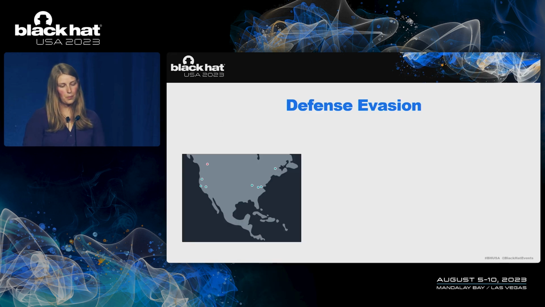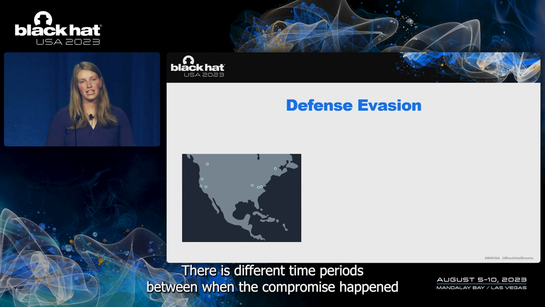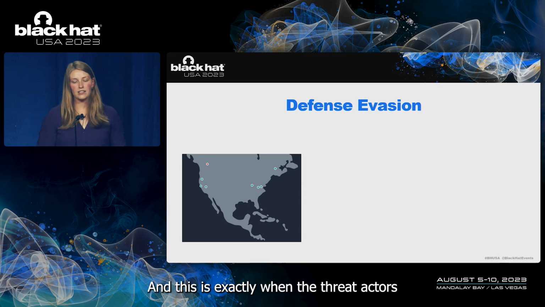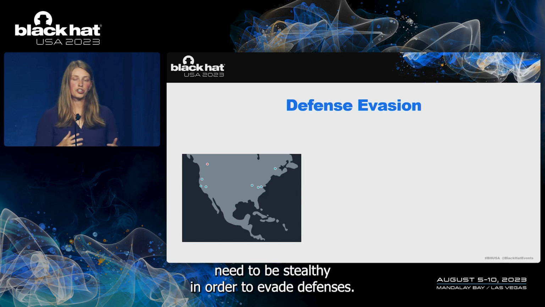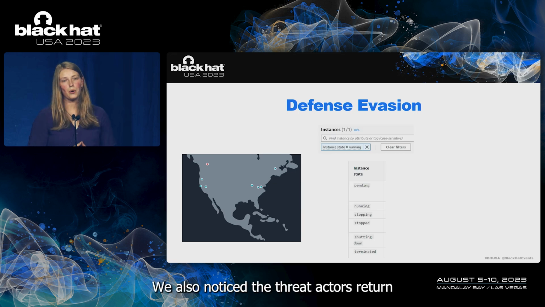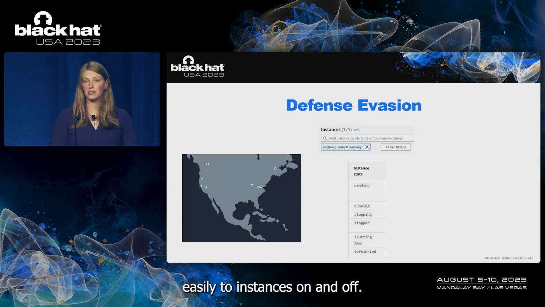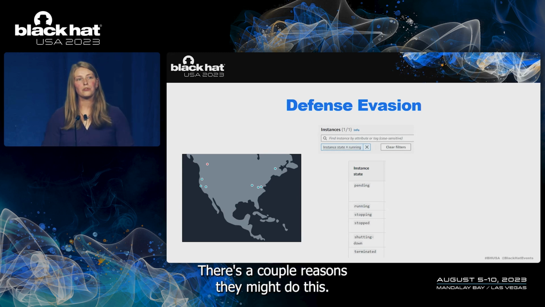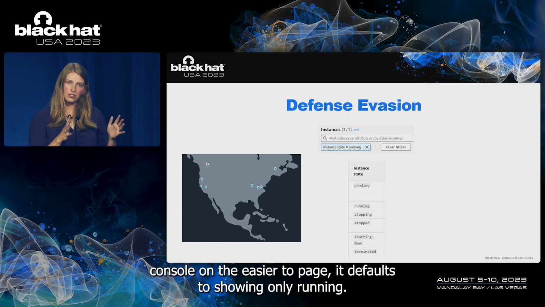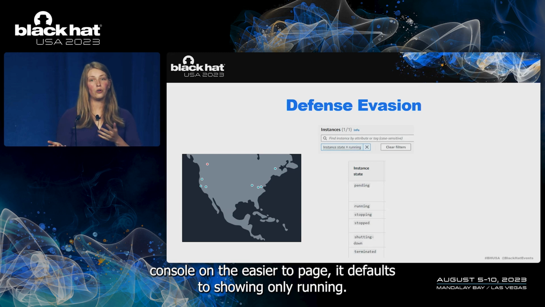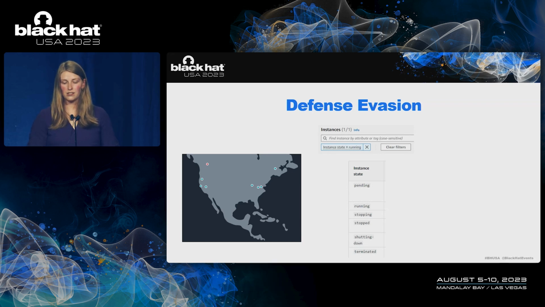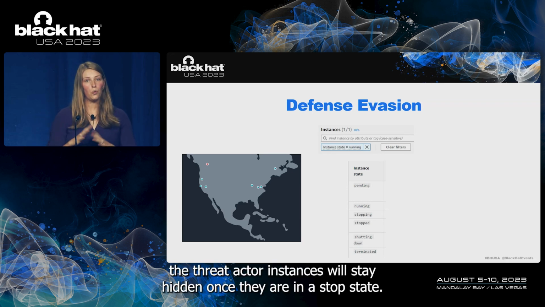With these attacks, there's different time periods between when the compromise happened and when these organizations knew that they had an issue. And this is exactly when the threat actors need to be stealthy in order to evade defenses. We saw them deploy resources in non-standard regions, but we also noticed that threat actors turned EC2 instances on and off. There's a couple reasons they might do this. The first one is visibility. When you're in the AWS console on the EC2 page, it defaults to showing only running EC2 instances. And so unless you're explicitly looking for non-running EC2 instances, the threat actor instances will stay hidden once they're in a stopped state.